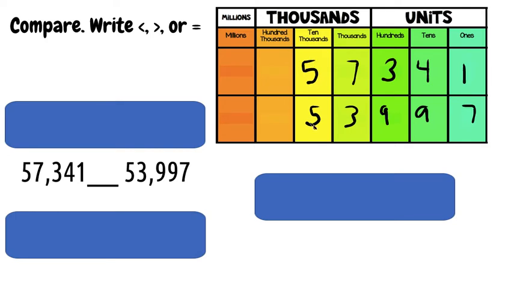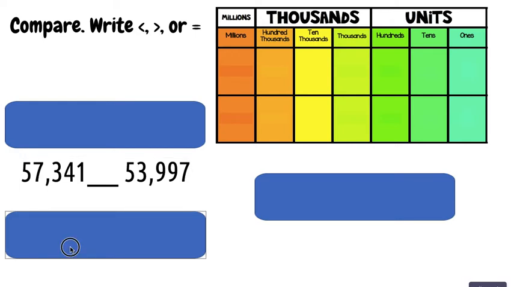We have the exact same digit in the 10,000s place, so I'm not even going to pay attention to it. I'm going to move over to the thousands column. Okay, I have a 7-digit and I have a 3-digit. Well, what's worth more? 7,000 M&Ms or 3,000 M&Ms? I don't know about you, but I sure would rather have 7,000 M&Ms than 3,000. So that means that this number, 57,341, is larger.